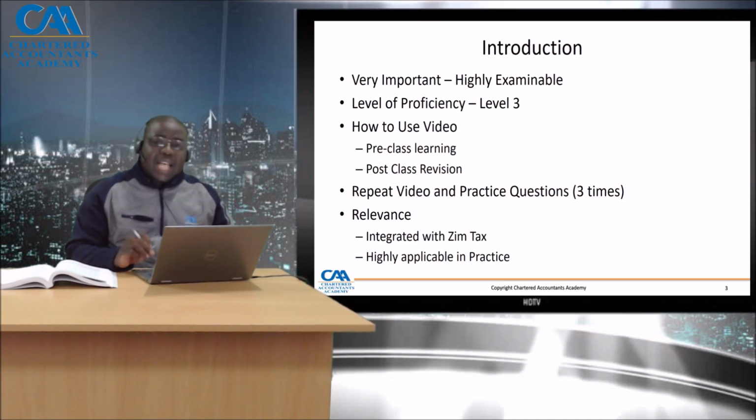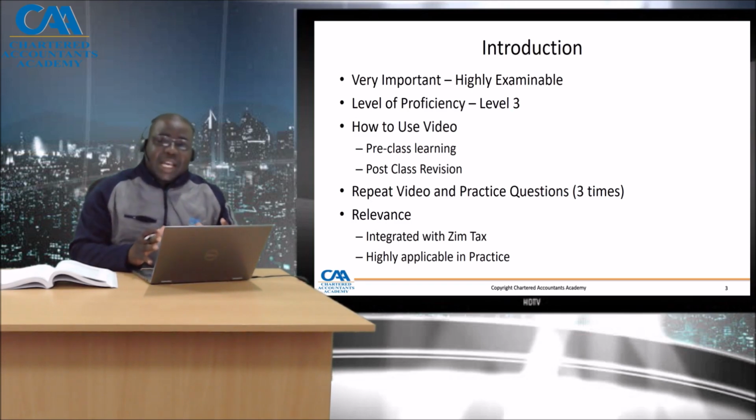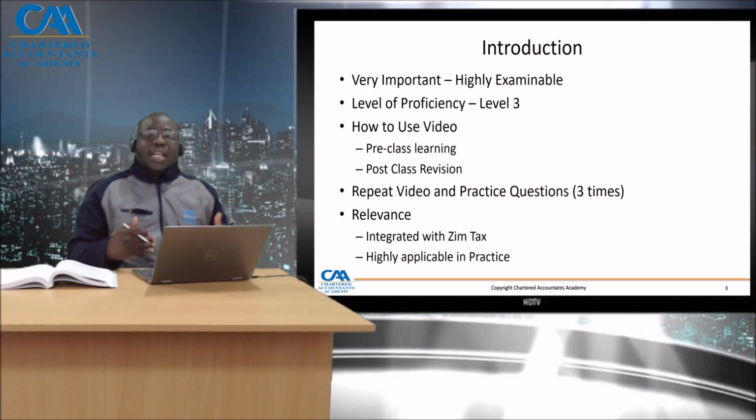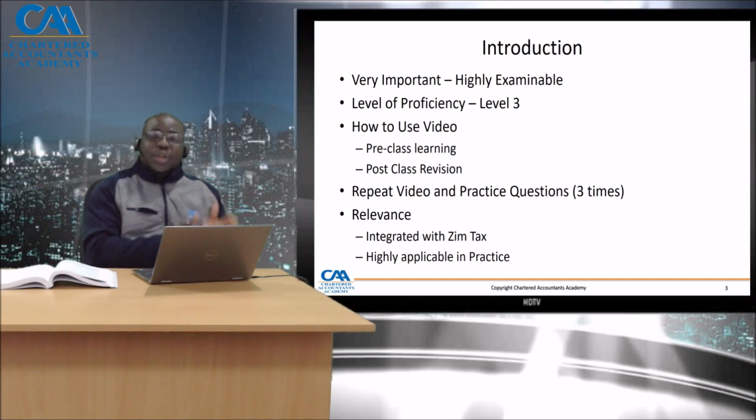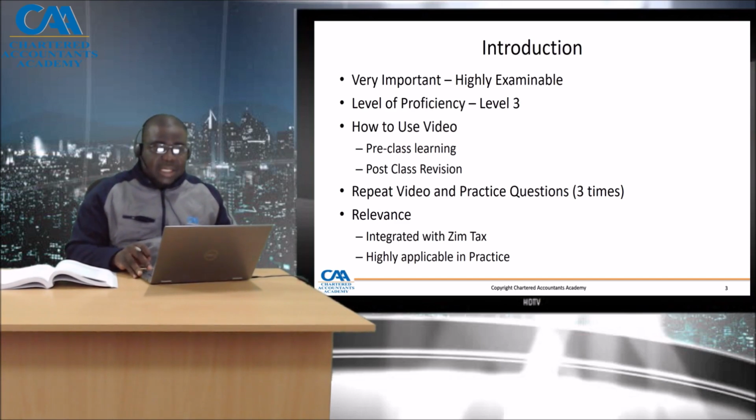IAS 12 for us is very important because it integrates very well with the Zimtex course. It is also highly applicable in practice. If you are in an audit firm, you should be able to review and prepare tax calculations and disclosures in financial statements. If you are working in finance, you should be able to prepare and calculate deferred tax and income taxes, and connect it with tax.